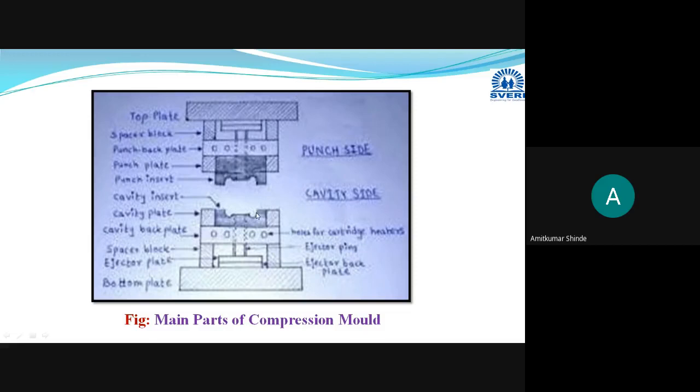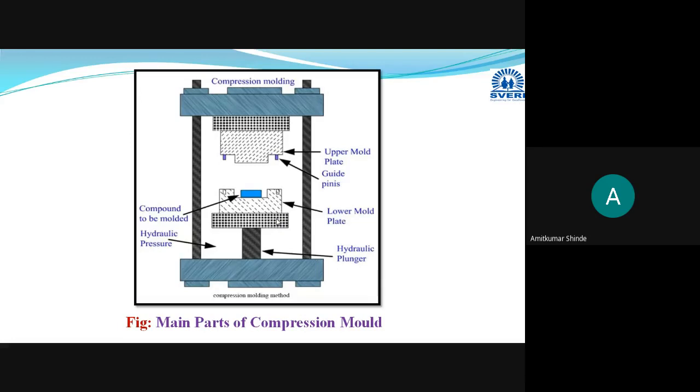One more diagram I have collected. This is the general diagram, showing general constructional details of the compression mold, and these different parts will be there. Now I will show you another diagram. This is one diagram. Here also main parts are highlighted.